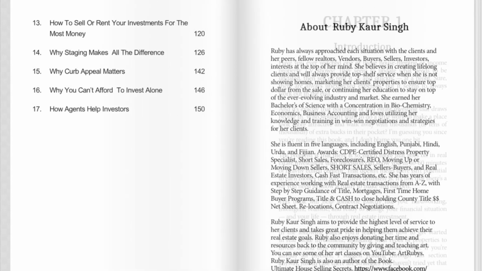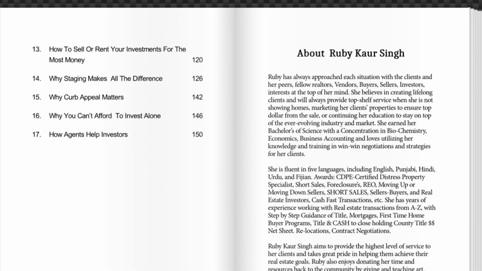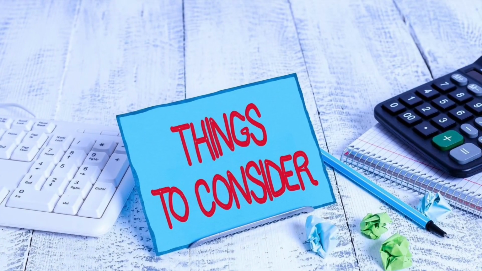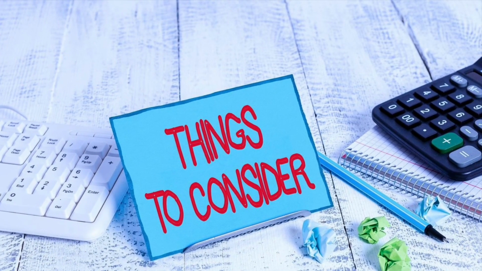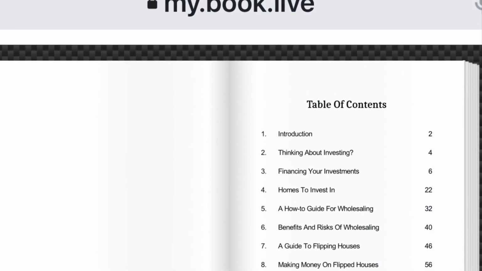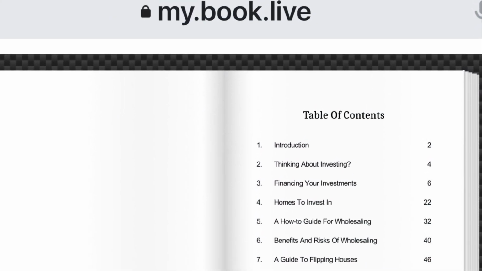In addition, cash buyers, particularly those who are investors themselves, are often willing to buy the property as is, so you won't have to spend any money fixing things up.